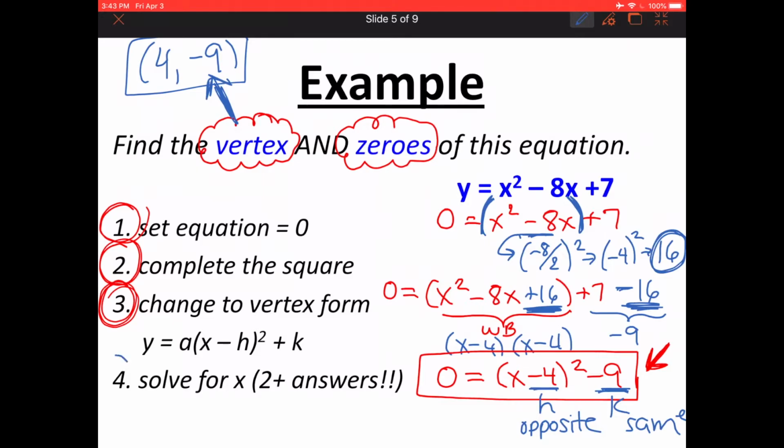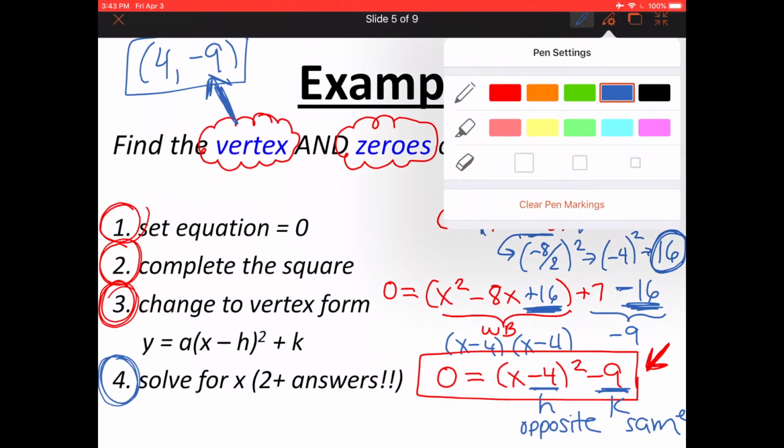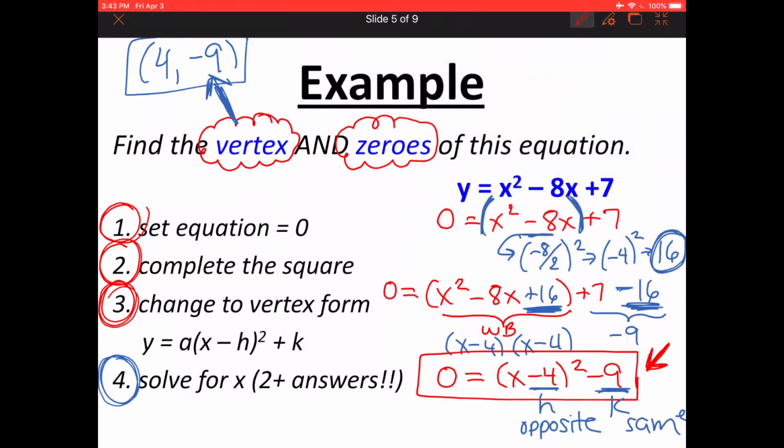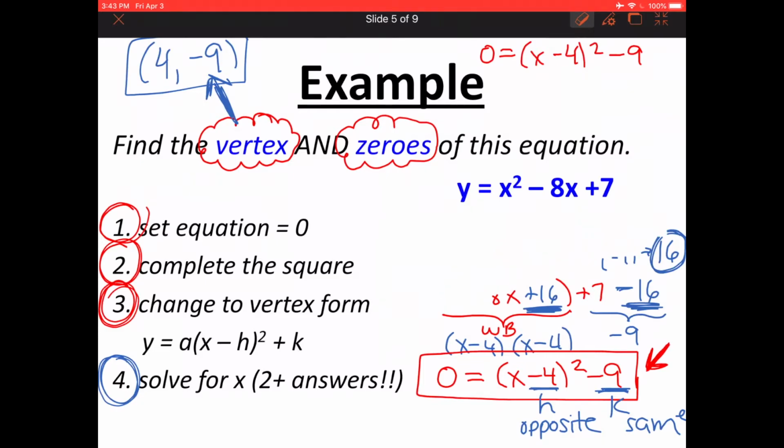Now, in order to do step 4, to solve for x and get my two zeros, I'm going to need a little bit of space. So I'm going to rewrite my vertex form up at the top. 0 equals x minus 4 squared minus 9. And I'm going to erase the work that we have down here, because I will need that space to solve for my zeros.